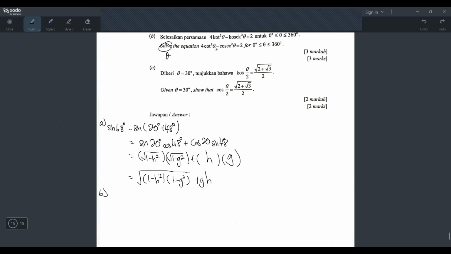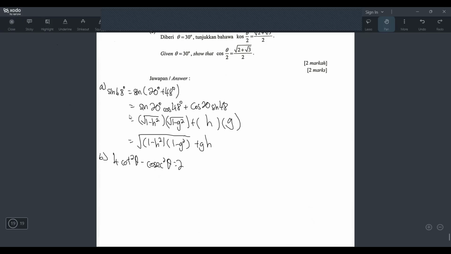So you will just straight away do it, right? But later you have to check whether it's a normal case or special case. If normal case, you press the calculator. If special case, you must memorize and then write directly. Okay, let's write down the equation first. 4 cot square theta minus cosec square theta equals 2. And they want your answer to be between 0 and 360. Okay, no problem. Now we will try to solve this equation.